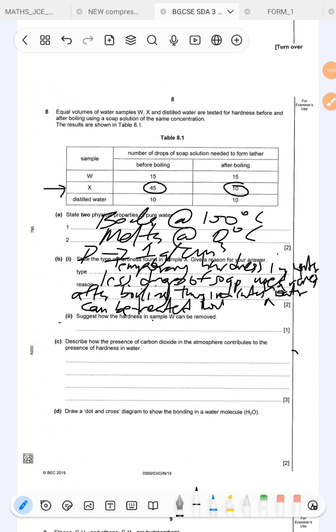Okay, so let's go over the answer one more time. The reason we're saying that it is temporary hardness in water is because after boiling we used what? Fewer drops of soap, indicating that you can actually treat the hardness in water by boiling the water. Okay, now what happens when you boil the water?